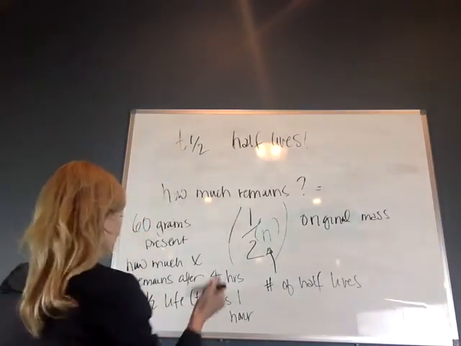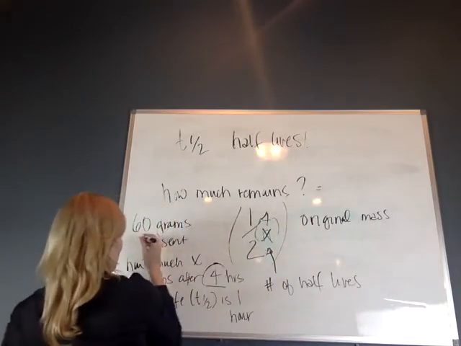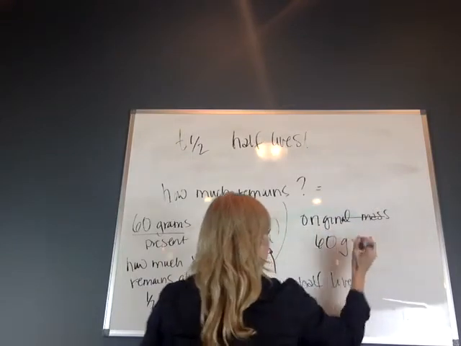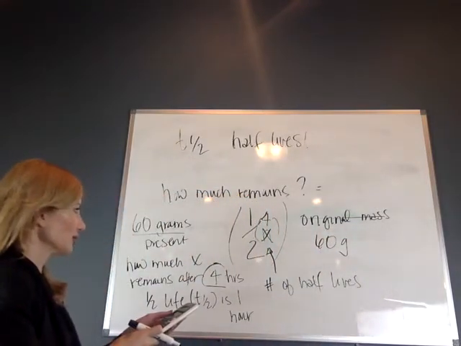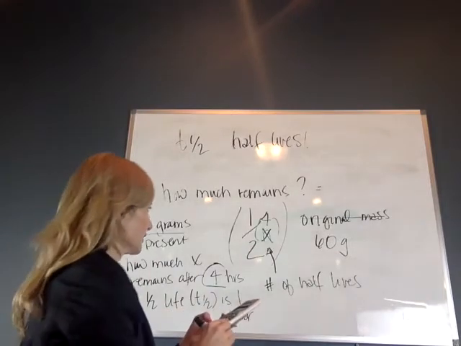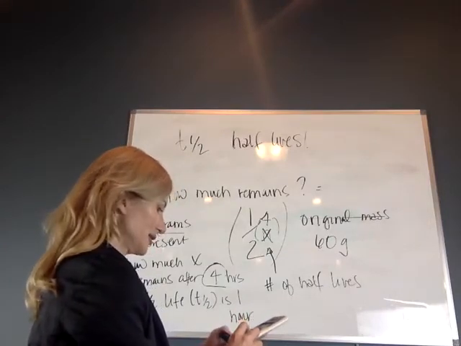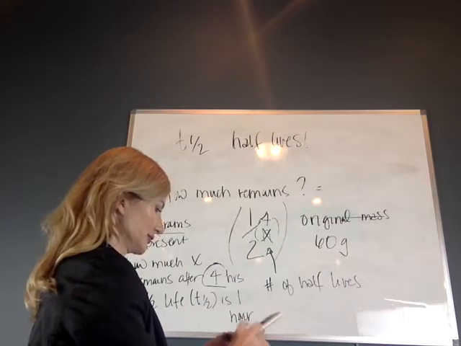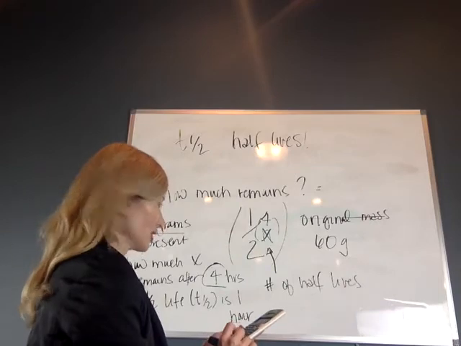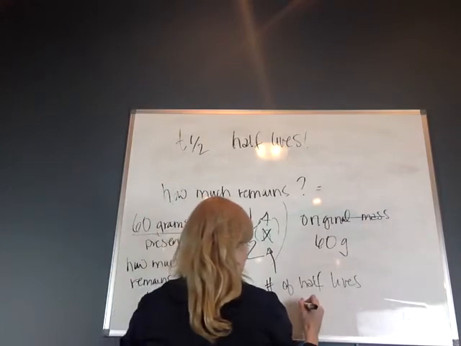So what you would put in, because they say how much after 4 hours, this would become 4. The original mass that I gave you was 60. So let's see how much remains after 4 hours if the half-life is every 1 hour. So we put this in, 1 divided by, and I do parentheses, 2 to the 4, close parentheses, times 60, our original mass. 3.75 grams would remain after 4 hours.